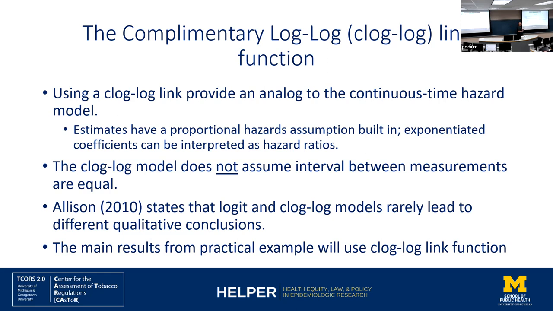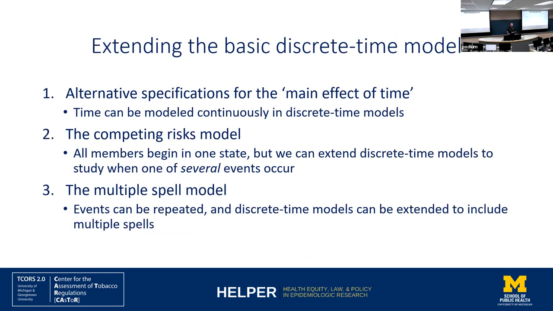Allison in 2010 states that the logit and clog-log link models rarely lead to different qualitative conclusions. But if you think that they might, I would recommend running it both ways and seeing if they're different. If they are, then try to figure out what's going on in your models to make them different. The main results today will use the complementary log-log link function, but I'll also show a comparison with the other models. Rarely does it make a big difference, but it's important to think about the assumptions of these models.